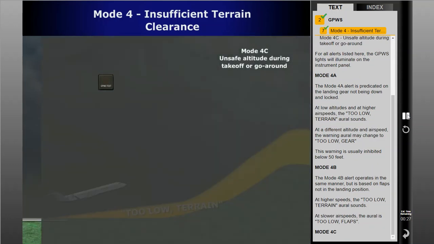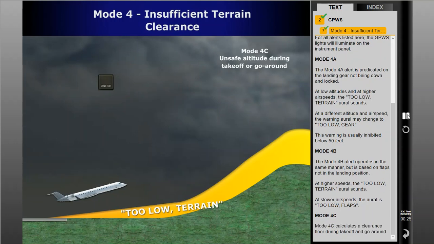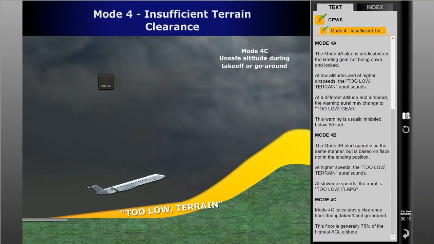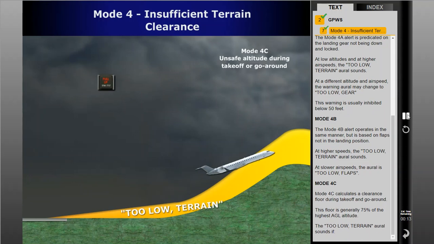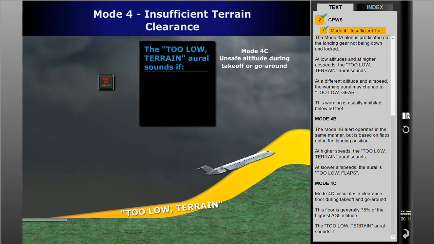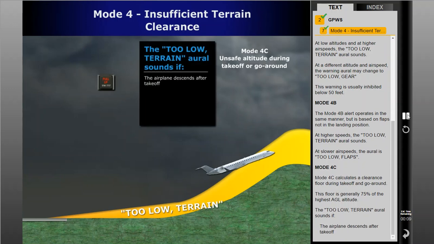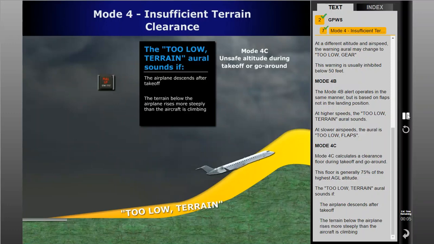Mode 4C. Mode 4C calculates a clearance floor during takeoff and go-around. This floor is generally 75% of the highest AGL altitude. The too low terrain aural sounds if the airplane descends after takeoff, or the terrain below the airplane rises more steeply than the aircraft is climbing.